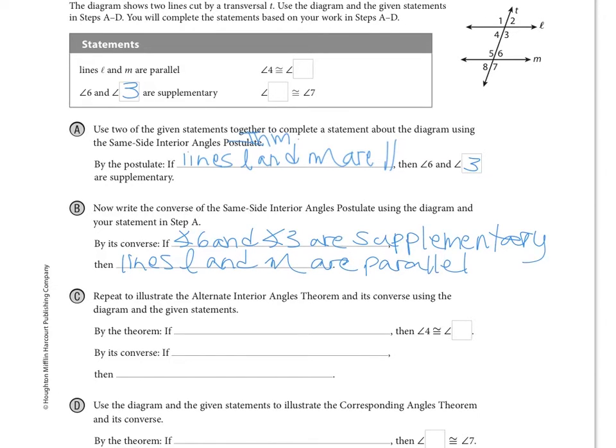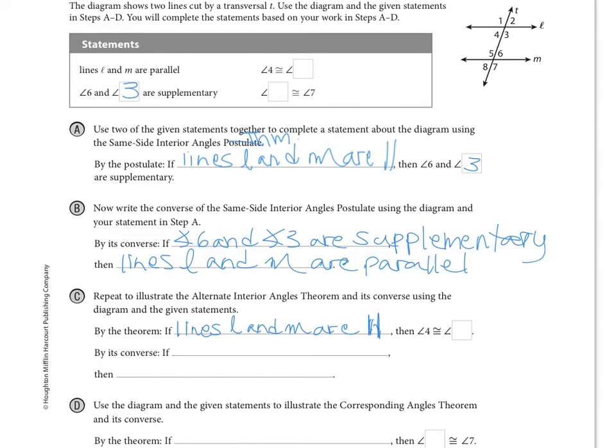So again, we're starting with knowledge about the angles instead of about the lines in this section. In part C, we use the same diagram, but this time we're using the alternate interior angles theorem, and then we're going to write its converse. So first of all, by the theorem, where are my alternate interior angles? It says if, first off, we're starting that we know lines L and M are parallel. Those are parallel lines, sorry, stylus issues.